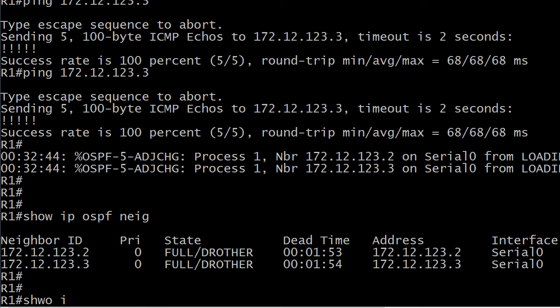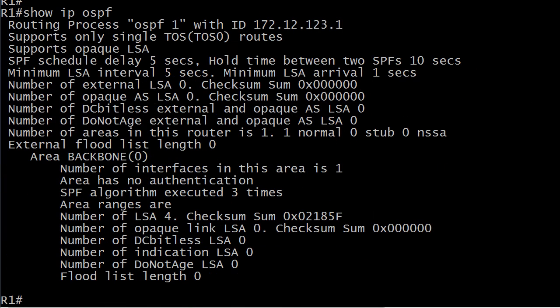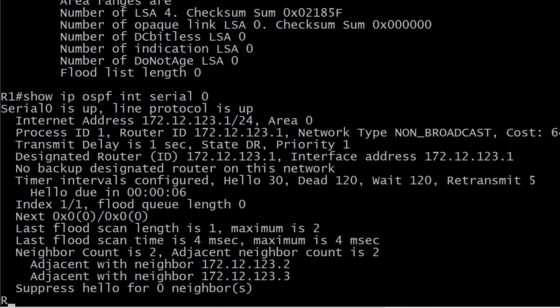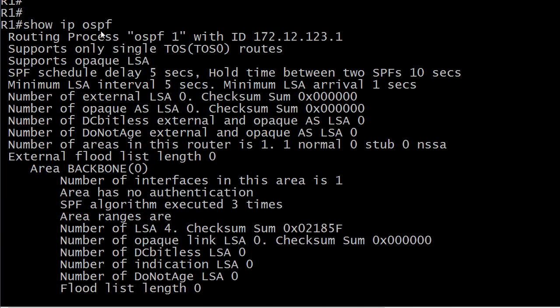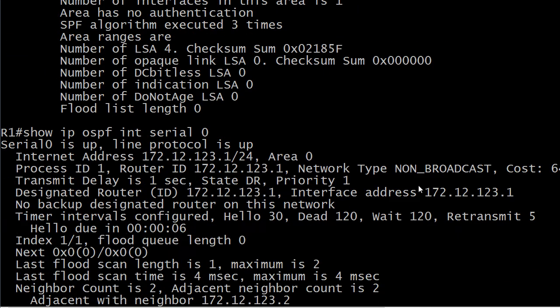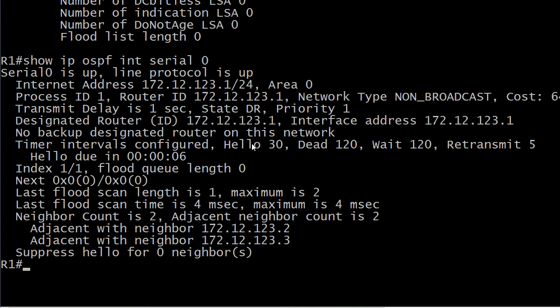But what I wanted to show you, I believe it's under show ip ospf interface serial 0. And this is a great command. The show ip ospf command is good too, but it's a little more broad. It's going to show you your authentication if you have any. Also, as you know, if that SPF algorithm is executing on a regular basis, you've got a problem somewhere in your network. But right here, show ip ospf interface followed by the actual interface name. This gives you a wealth of information for fundamental troubleshooting.